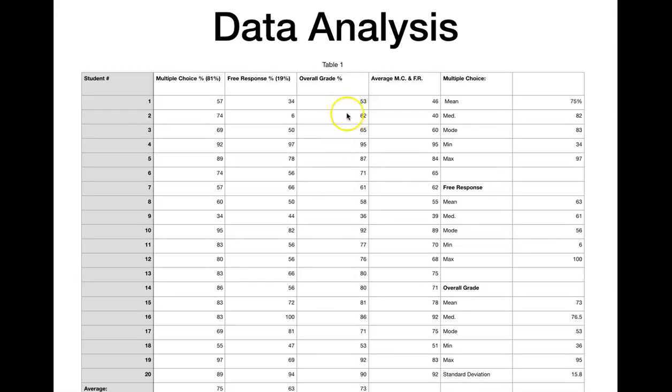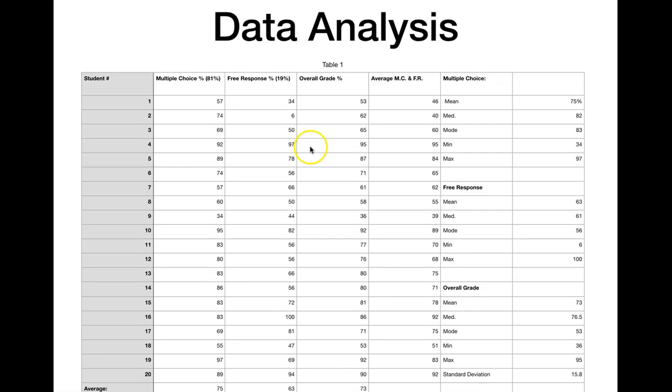So notice the first part, the student multiple choice free response overall grade stayed the same. However, 81% of the test was due to the multiple choice. There were 35 questions. And then free response was only 19% of the test. So that adds up to 100% of the possible points, 19% coming from free response, 81% from the multiple choice. So that's where those percents came from, and then the overall grade percent is right there as well.